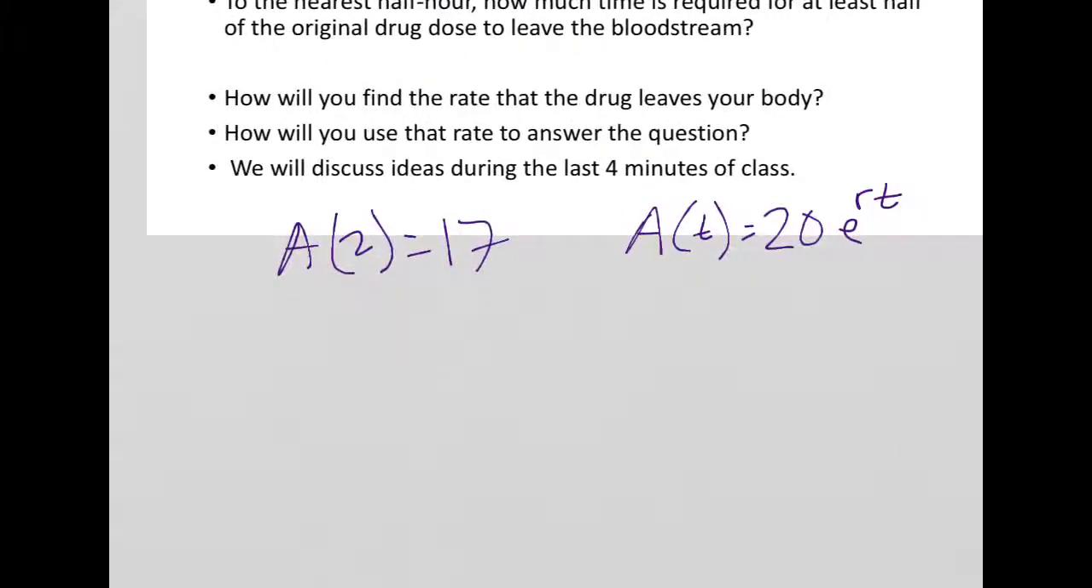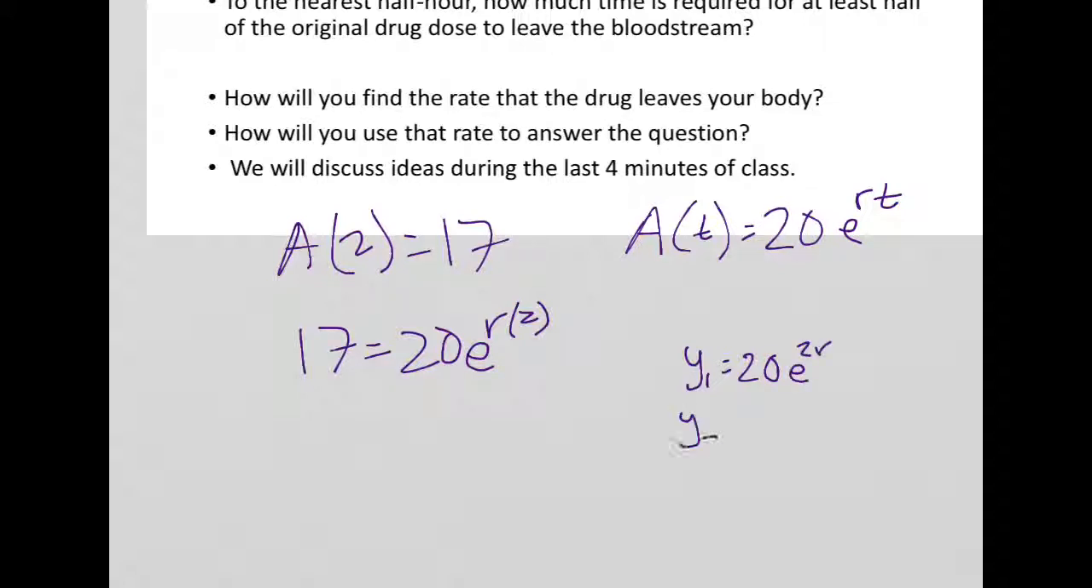And so we're going to plug this in. We're going to get 17 equals 20 times e to the power of r times 2. And so we're going to do just like we did in the last problem. We are going to graph y1 as 20 times e to the 2r. I'm going to graph y2 as 17.